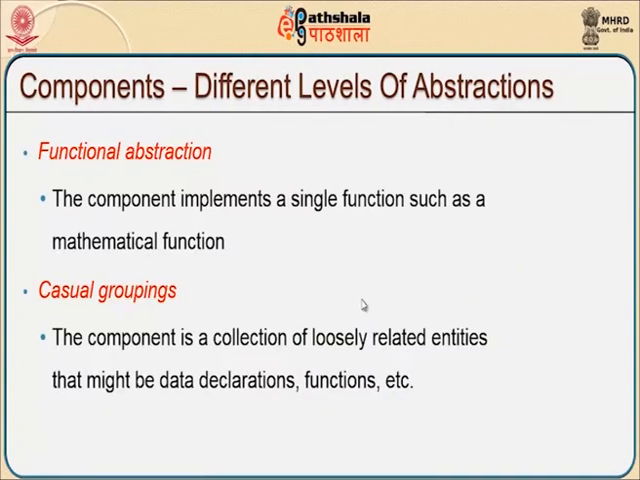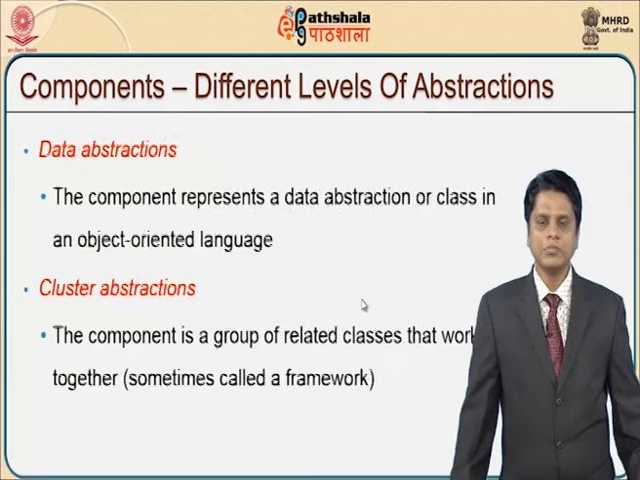These components, as I have already told you, are at a higher level of abstraction and help in architectural design. They have different levels of abstraction, starting from functional abstraction, where the components implement a single function such as a mathematical function, or it can even be a casual grouping. The component is a collection of loosely related entities that might be declarations, functions, etc.